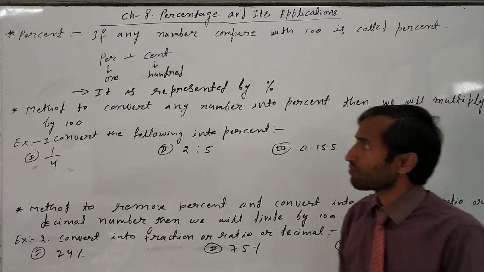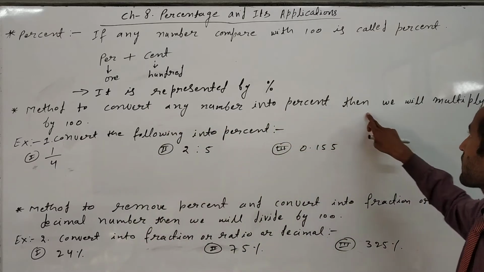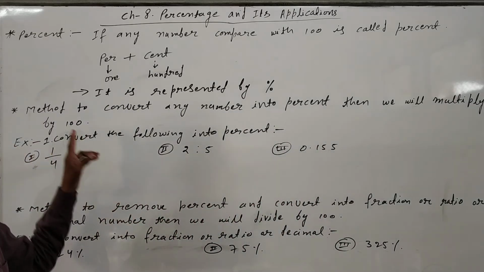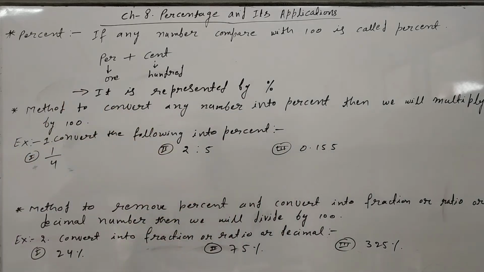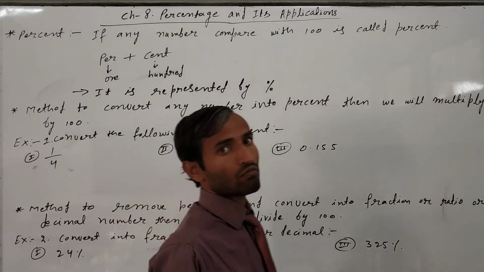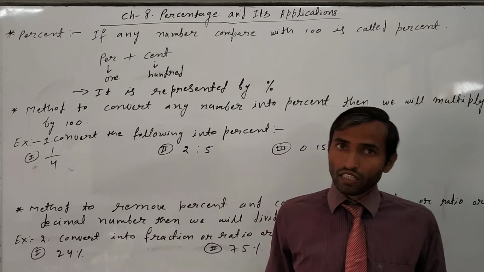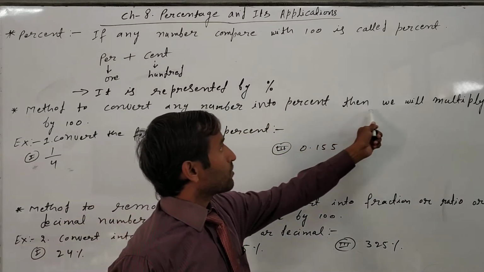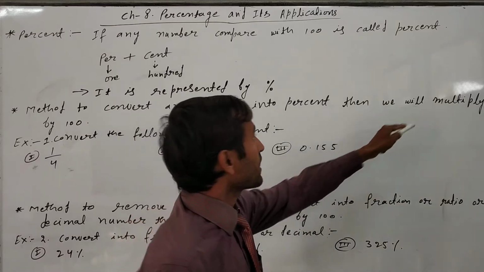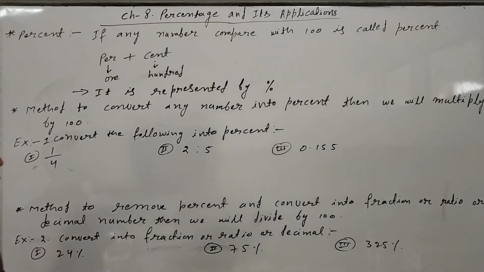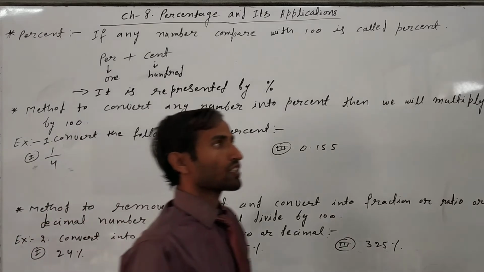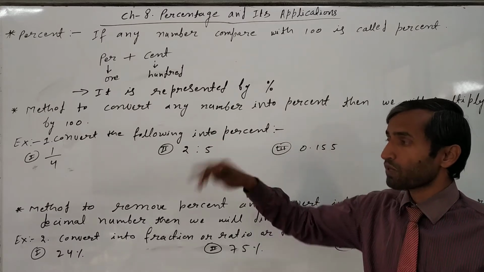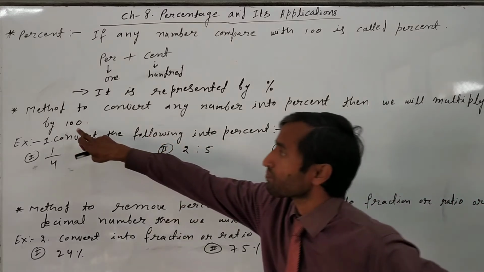Method to convert any number into percent. Now you have to learn these two methods, so always be careful. Any number means maybe a fraction, rational number, decimal, integer, or ratio also. To convert any number into percent, we multiply by 100. If any number is given, whether a decimal or a fraction, and we have to convert it into percentage, then we have to multiply by 100.